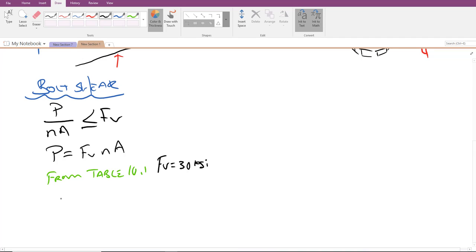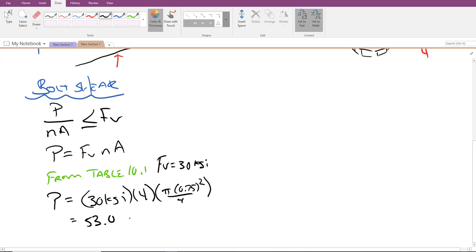And so now we're ready to plug our math in. We've got 30 KSI. Remember, we've got 4 bolts, and we've got pi times the diameter squared divided by 4, and run that through our calculator, 53.0 kips.